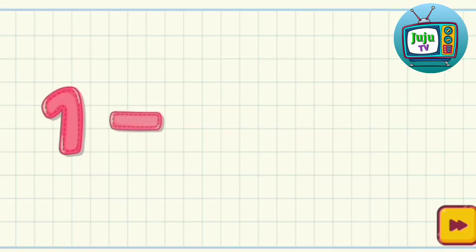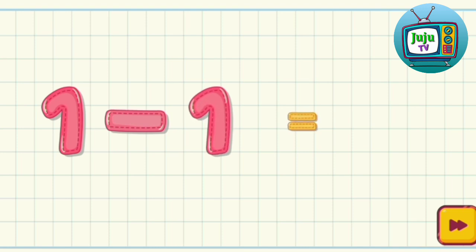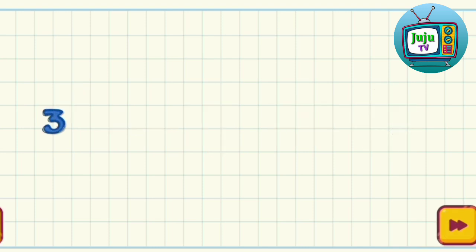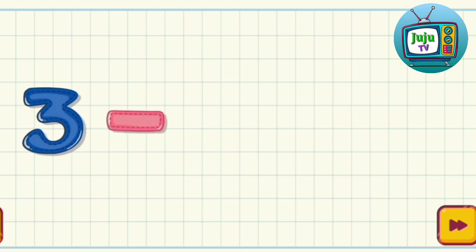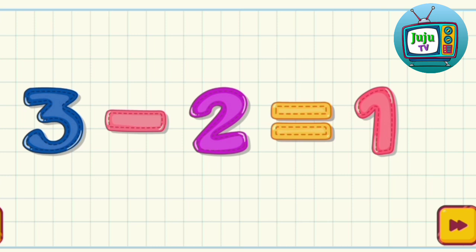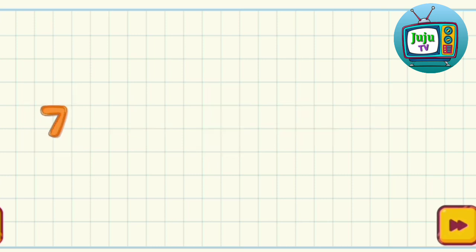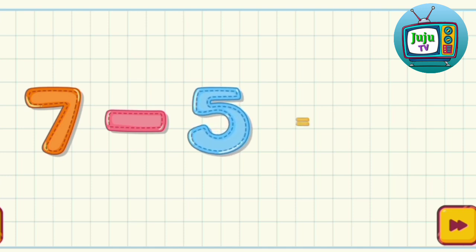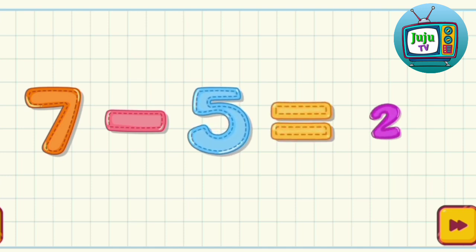1 minus 1 is equal to 0. 3 minus 2 is equal to 1. 7 minus 5 is equal to 2.